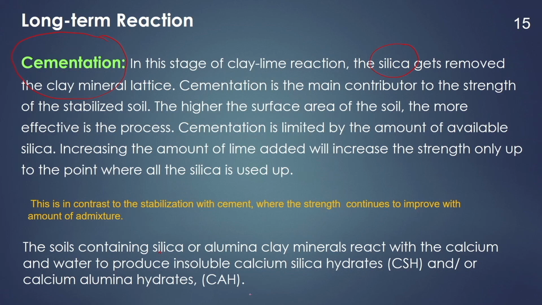Here we need to remember one thing: this cementation, or this CSH and CAH, will be produced as long as silica is present in the clay. Once the silica is used up, further addition of lime will not produce any increase in strength. Therefore, the cementation reaction will take place until all the silica is used up by the calcium. During the cementation process, the soil gains a large amount of strength, and this is the primary reason for the strength gain of a soil treated with lime.